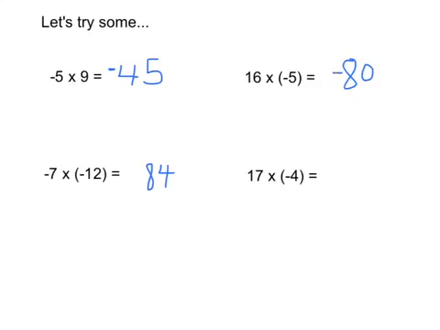And lastly, I've got 17 times 4. Well, 17 times 4 is 68. And again, I've got a positive times a negative, so my signs are different, therefore my answer is negative.